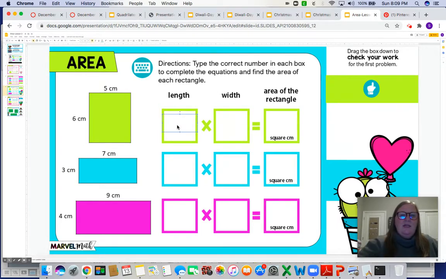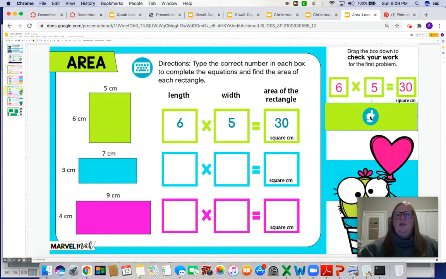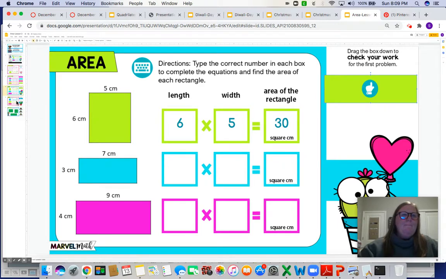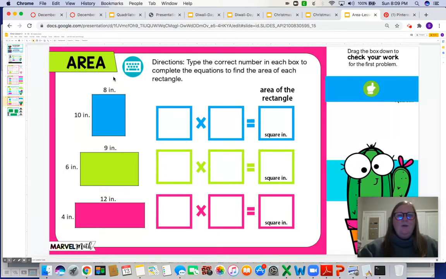So the long side is 6. The short side is 5. So 6 times 5, remember you can count by 5s 6 times, and that would give you 30. And again, you can pull this down and check 6 times 5 equals 30. You'll do the same thing for the other two. Then you have one more that you're going to do the exact same way, just practicing again and getting used to the equation. Remember, area equals length times width, or area equals L times W.